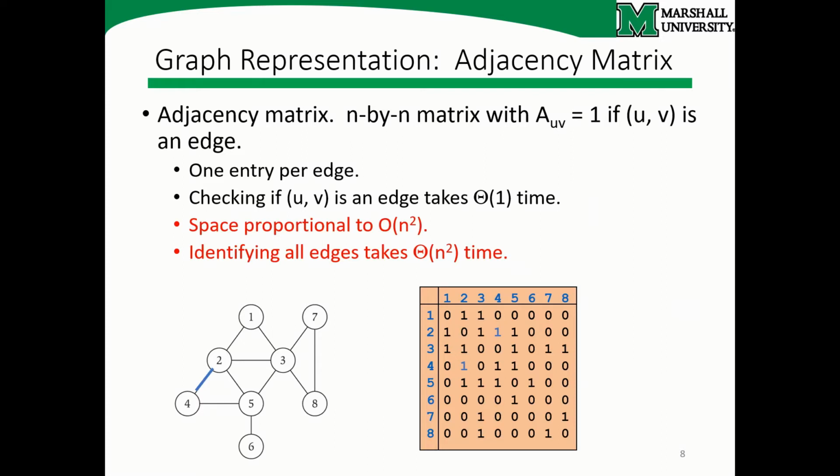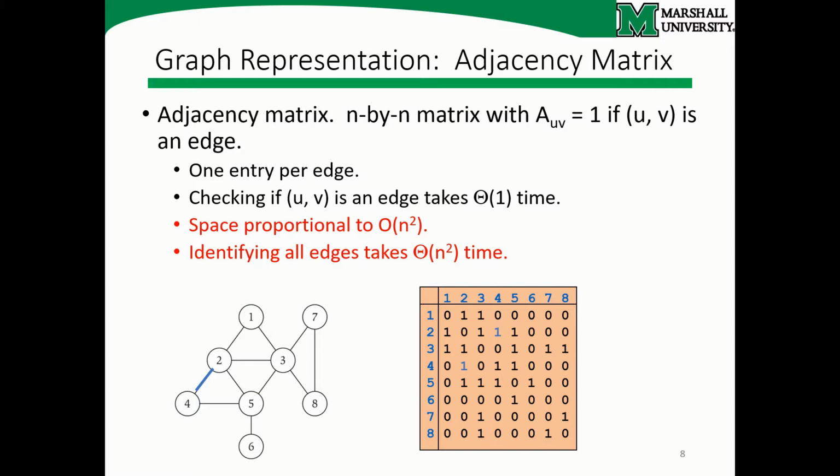To model a problem as a graph problem, we need to represent the graph in a computer system. There are a couple of ways to do it. The first one is the adjacency matrix. In the adjacency matrix representation, we create an n by n matrix where A sub uv equals 1 if u and v are two nodes which have an edge in the graph. Remember, n is the number of vertices.